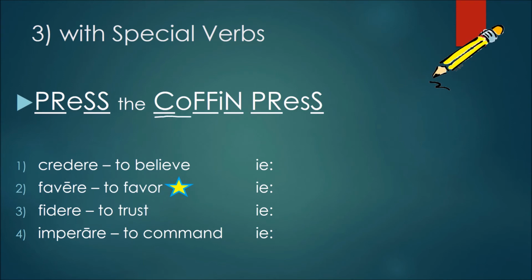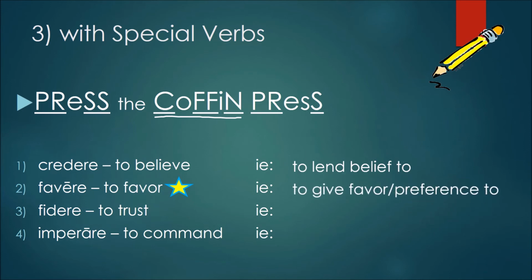Our next four verbs are those present in coffin. Credere, to believe, more literally translates as to lend belief to or to give belief to. Favere, to favor, is to give favor or give preference to. Fidere, to trust, would also mean to give trust to. And imperare, to command, could alternatively or more literally mean to give an order to.